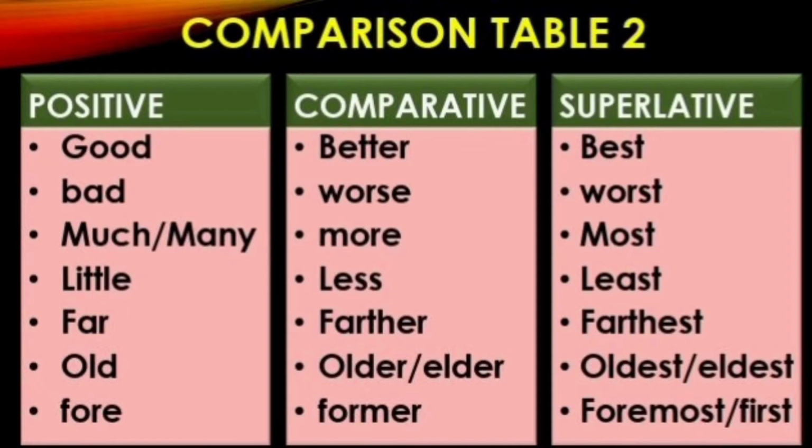Good, better, best. Bad, worse, worst. Much or many in positive degree changes to more, most. Little, less, least. Far, farther, farthest. Old, older or elder, oldest or eldest. Fore, former, foremost or first. So these are the irregular comparisons in table 2.